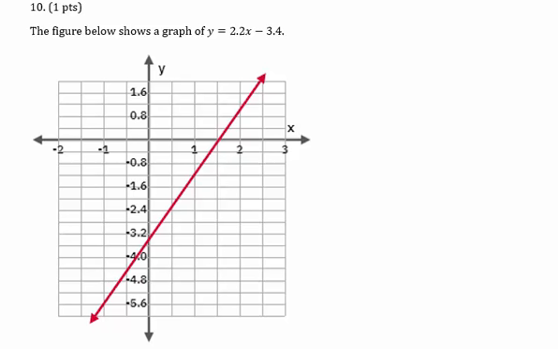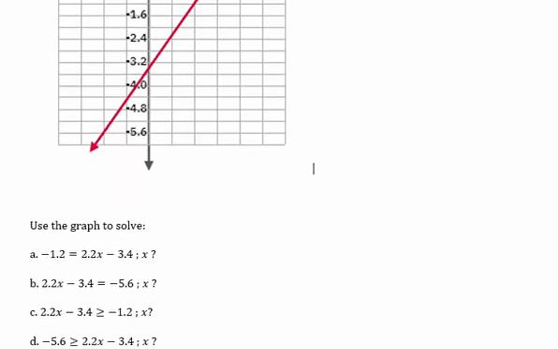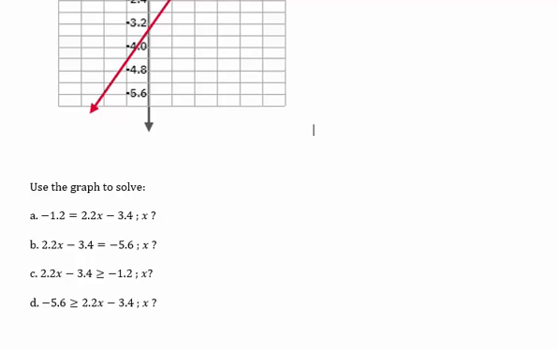Let's take a look at number 10 from section 1.3. It says the figure below shows a graph of y equals 2.2x minus 3.4. We're going to use the graph to solve each of these equations or inequalities. So the first one is asking us when negative 1.2 is equal to 2.2x minus 3.4.